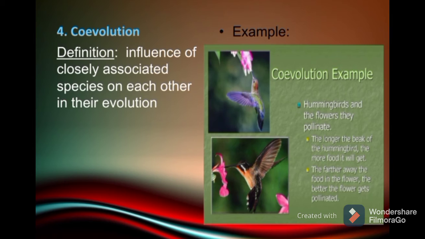Then last we have co-evolution. Co-evolution is the influence of closely related or associated species on each other in their evolution. Coevolution is the process of reciprocal evolutionary change that occurs between pairs of species or among groups of species as they interact with one another. An example is the hummingbirds and the flowers they pollinate. The longer the beak of the hummingbird, the more food it will get. The farther away the food in the flower, the better the flower gets pollinated.